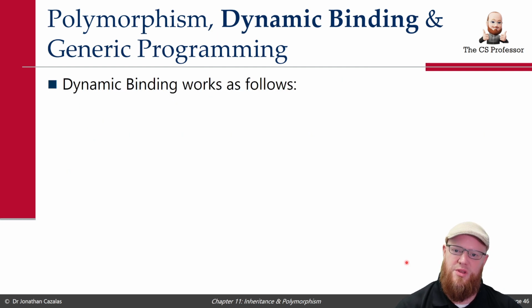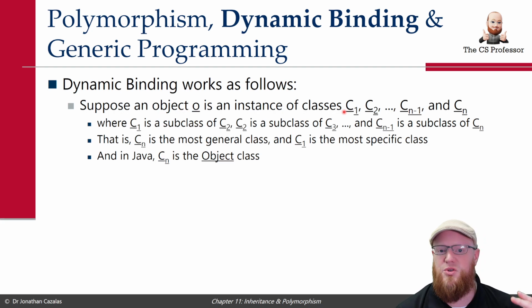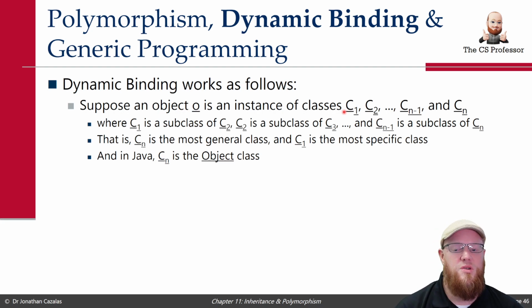Now we get to the official definition. Suppose an object O is an instance of all of these classes. Here, if we have a graduate student, a graduate student is an instance of graduate student, but a graduate student is also an instance of every superclass above it. So a graduate student is an instance of graduate student. It's also an instance of student. It's also an instance of person. And a graduate student is also an instance of object.